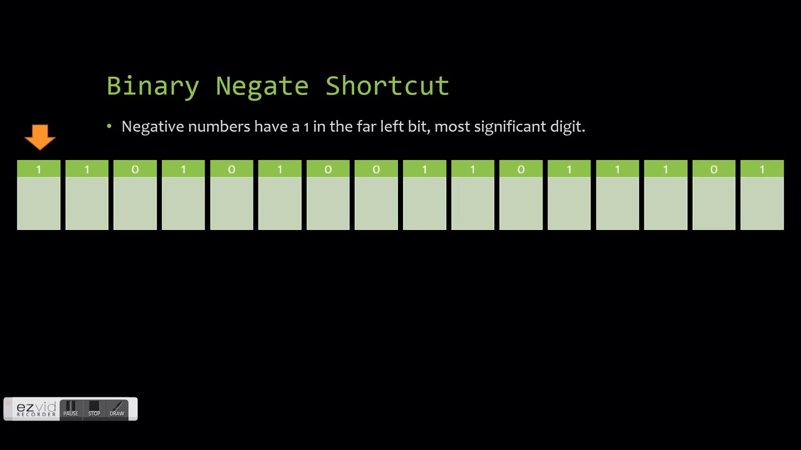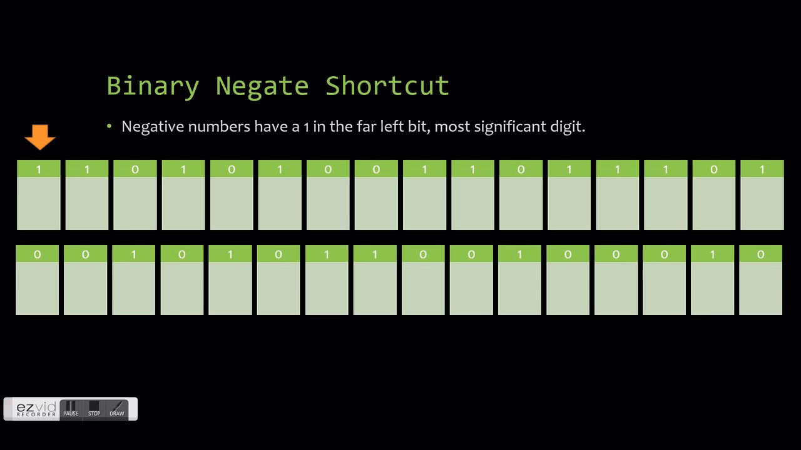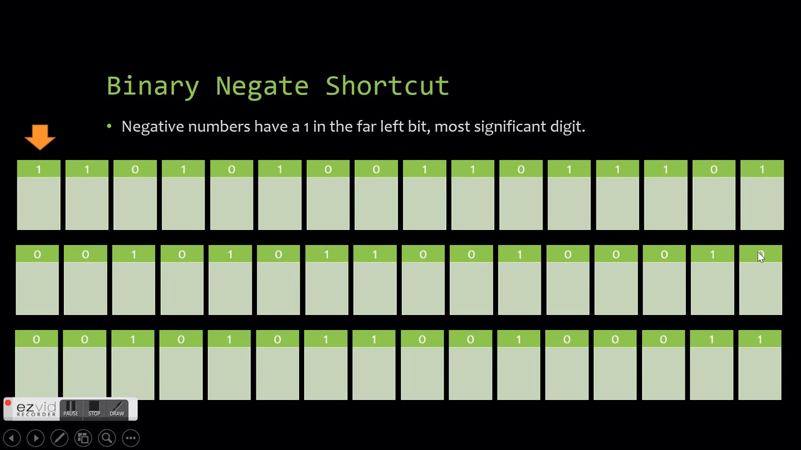To negate the number, reverse all the 1s to 0s and all the 0s to 1s. So the 1 became a 0, the 1 became a 0, the 0 became a 1, the 1 became a 0, and so on. Then add 1 to the result. So here I added 1 to turn the 0 into a 1. Now this value is the same as the original value, and it will be easier to calculate.